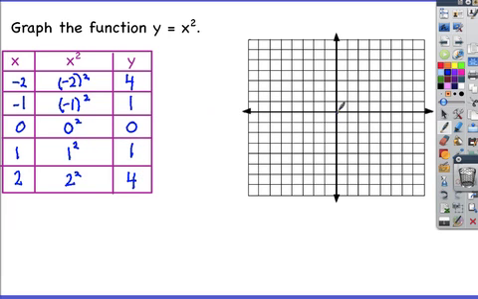Now I can plot these ordered pairs on the coordinate grid. Negative 2, 4, negative 1, 1, 0, 0, 1, 1, and 2, 4. Now notice how this did not create a straight line, and it didn't create a V either, because there is some curvature to this. So when you connect the dots, you should see more of a U shape.